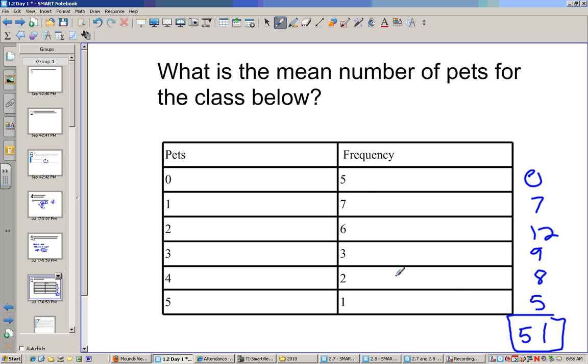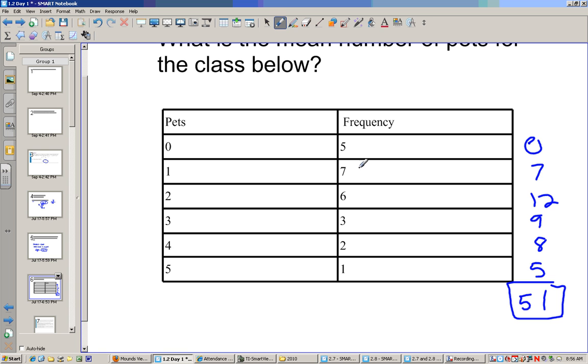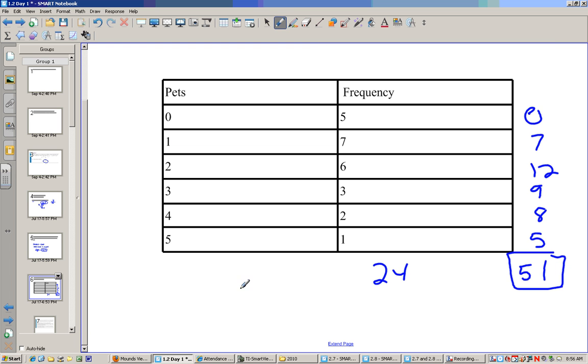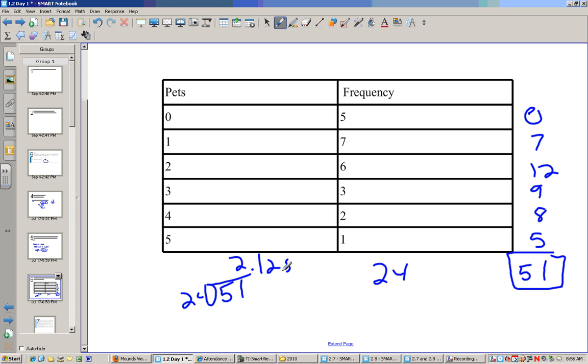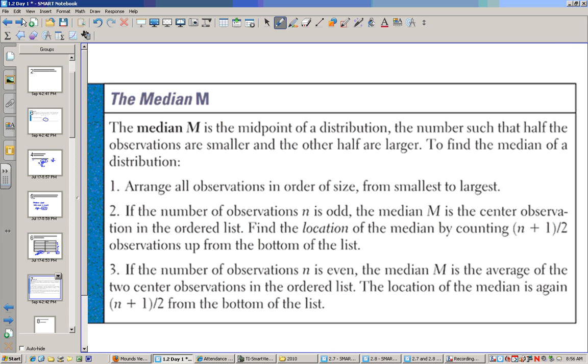Now if we want to find out how many people there are, we add up the frequency. So that would be 12, 18, 24. So to find out how many pets per family, take 51, divide it by 24, and that will give us 2.125. Hopefully I did my math right there. My arithmetic, I should say.